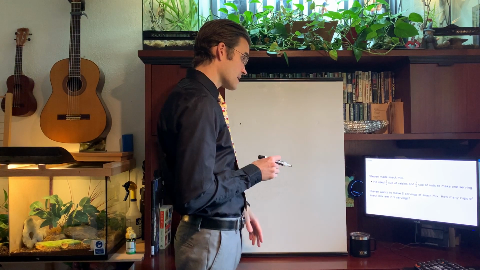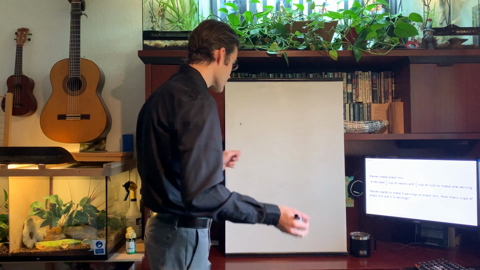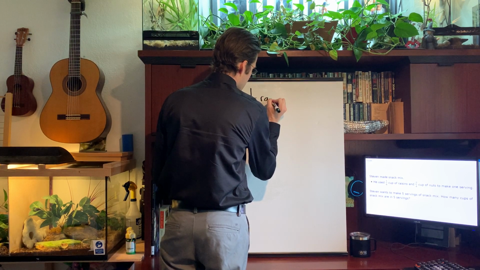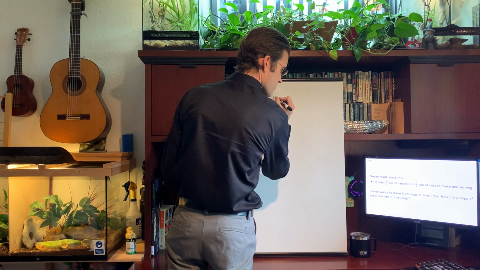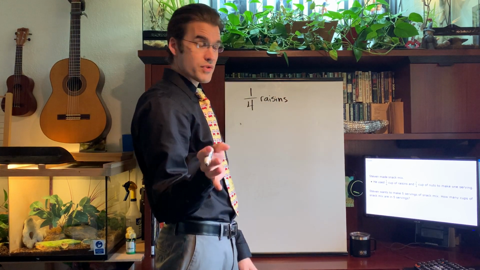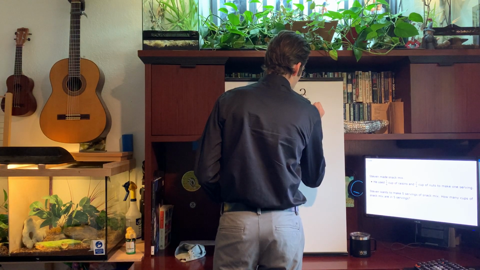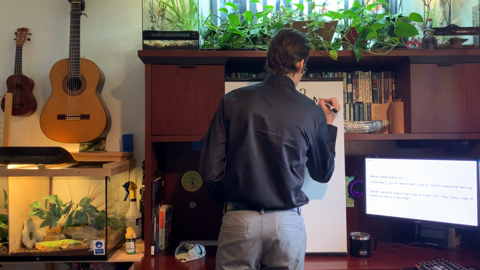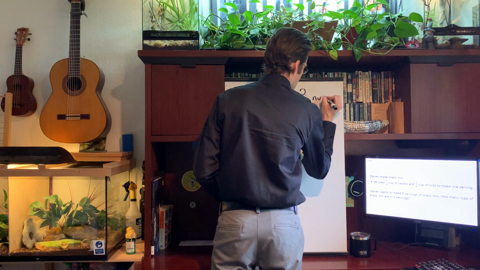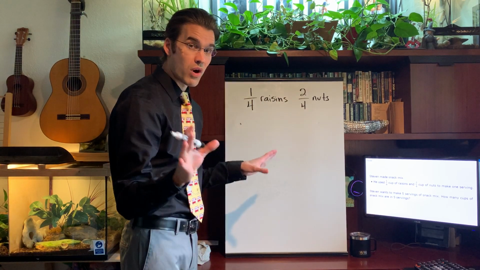Stephen made a snack. Well, he made a snack mix. And he used 1/4 cup of raisins. So let's write that up here. 1/4 cup of raisins. Is that how you spell raisins? Okay. And 2/4 of a cup of nuts, to make 1 serving. Okay, so this equals 1 serving.